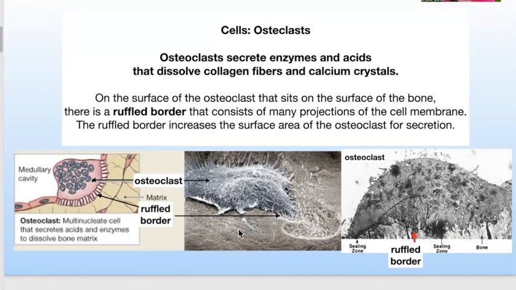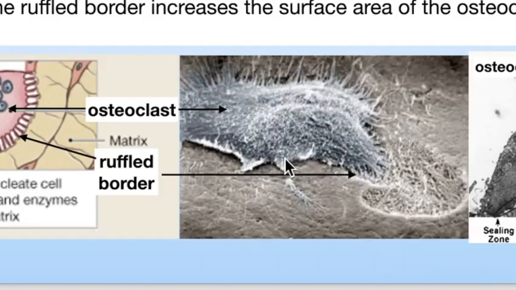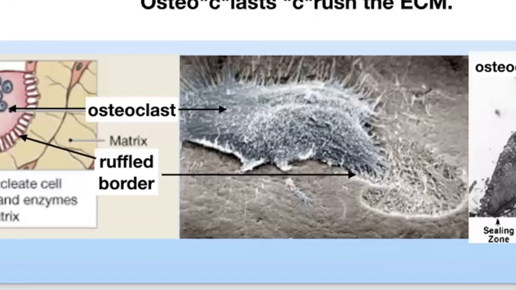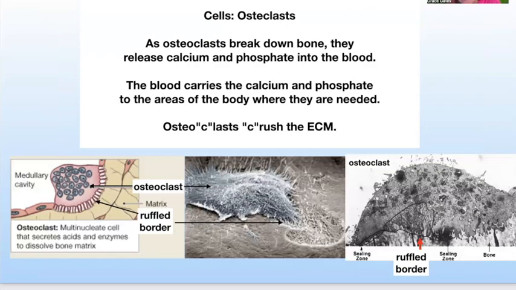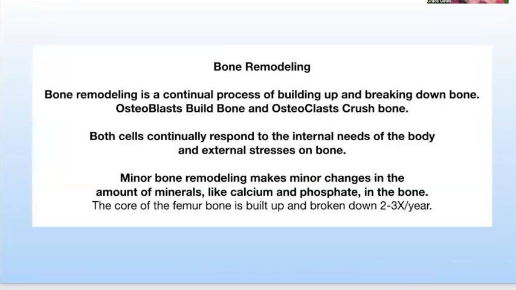And you see here in the central slide, there's an amazing electron microscope picture of a huge osteoclast breaking down the surface of bone. As it broke down the bone, it would be releasing calcium and phosphate into blood. And then the blood would carry the calcium and the phosphate to the areas of the body where they were needed. You can remember that osteoclasts have a C, and you can think of them crushing the extracellular matrix. So osteoclasts crush the extracellular matrix.